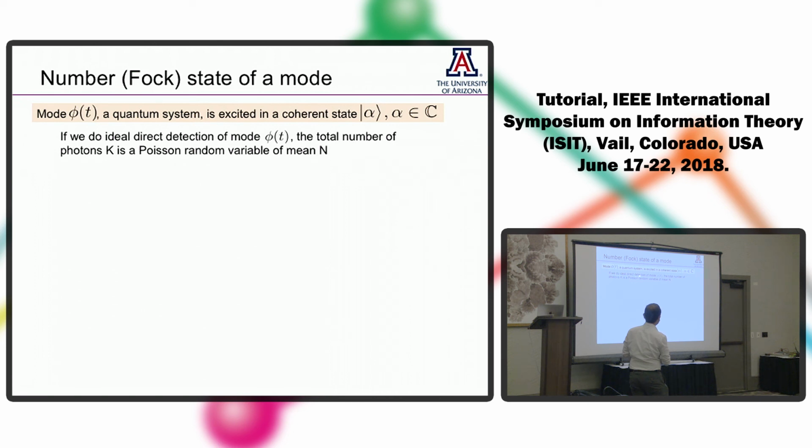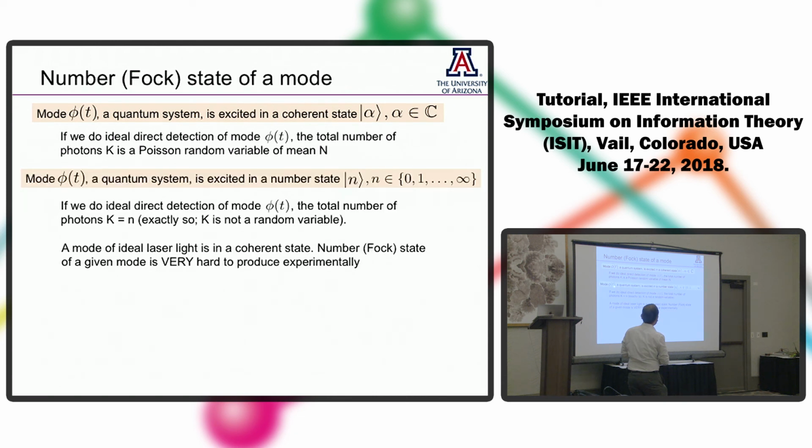And if we do an ideal direct detection of this mode, then we get a Poisson point process with a rate function magnitude phi(t) squared, and the total number of photons is a Poisson random variable of mean n, where n is the integral of magnitude phi(t) squared over the whole pulse duration.